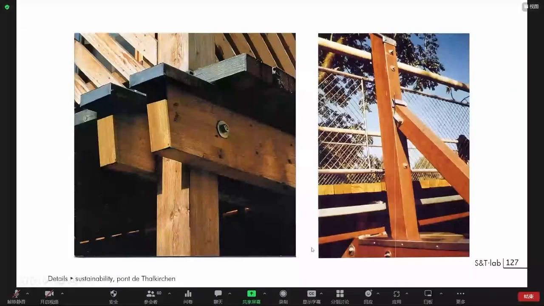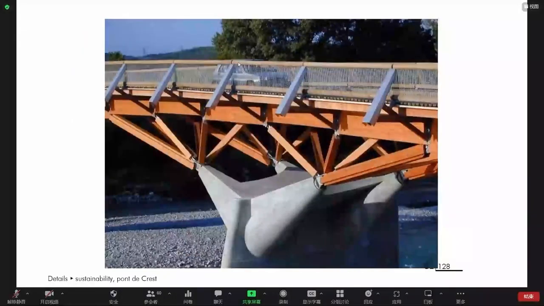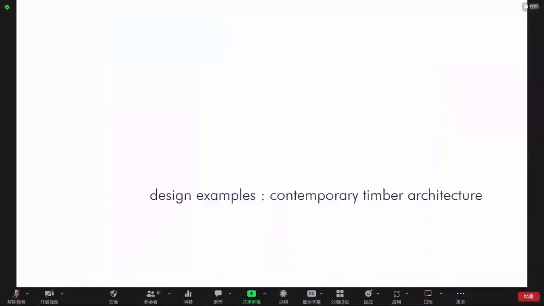In this example, you see that the connection with the river is made with another material, and that you have also protective elements that will be put on the structural system to protect it. And you have also a kind of cantilever on both sides that will be protecting the element in some part against the rain. So that's clever design in terms of durability.